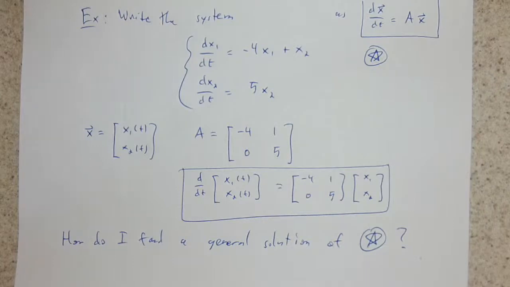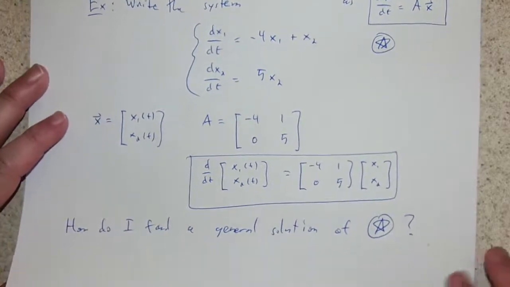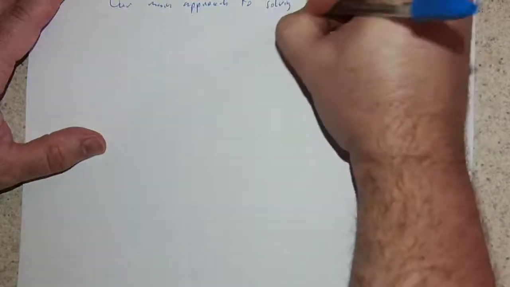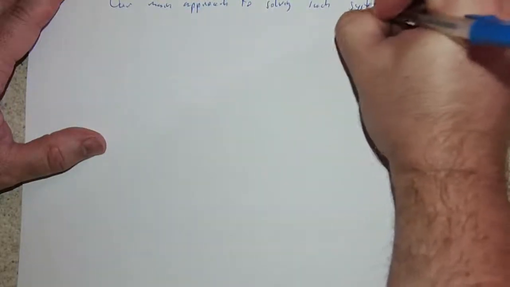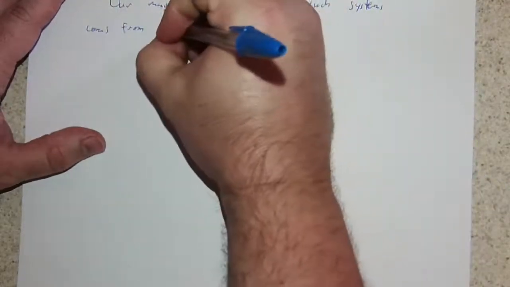So this is the point. Now, how do I find a general solution of star? So this answer is going to be provided. I should say there are multiple paths here to the general solution. Our main approach to solving such systems comes from what are called eigen methods.